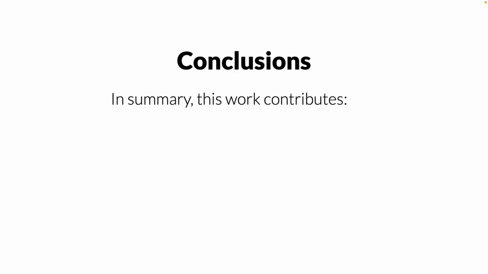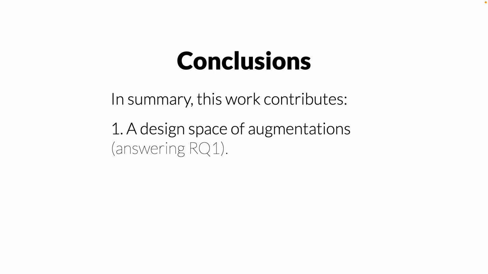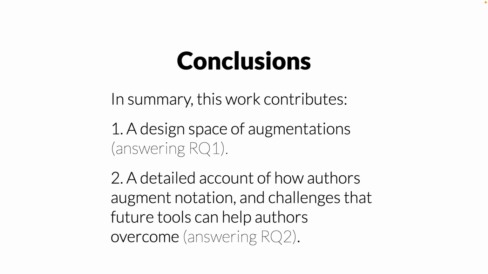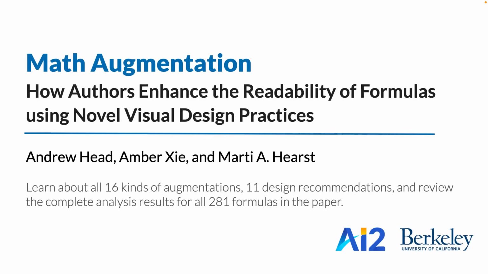Combining the findings from these two studies, our paper makes 2 contributions. First, a design space of augmentations that authors can apply to notation. And second, a detailed account of how authors augment notation and of the challenges that future tools can help authors overcome. Because a talk of this length can convey only so much of the richness found in the studies, we encourage you to learn more by reading the paper. There, you can find details about all 16 kinds of augmentations, 11 design recommendations, and access the complete analysis results for each of the 281 formulas.